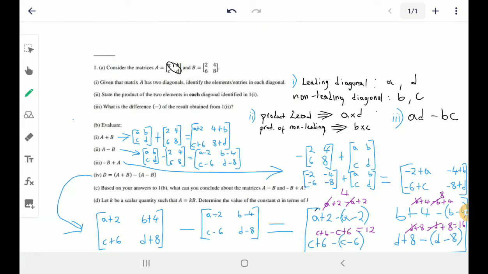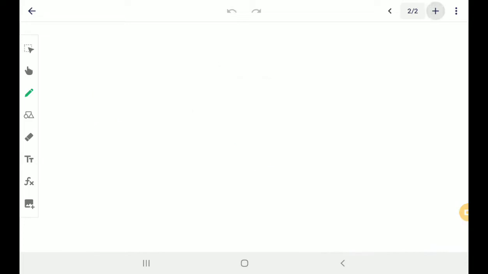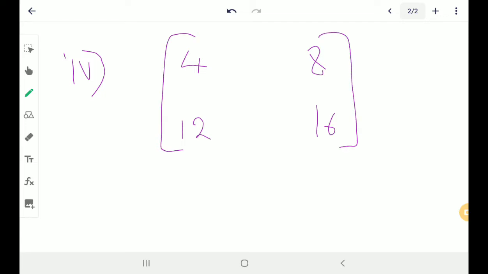So what is therefore our elements for that? So therefore, for question IV, the answer is 4, 8, 12, and 16. Understood? Alright, let's move a little quicker.